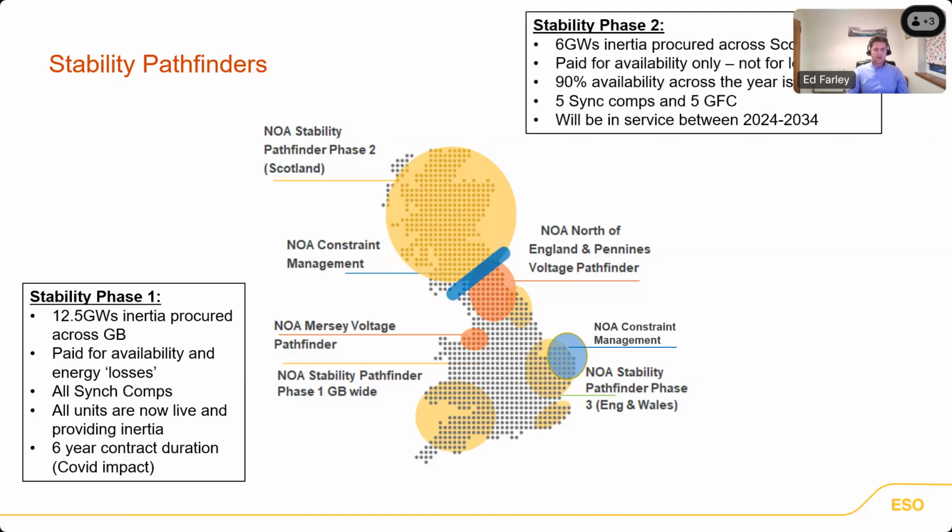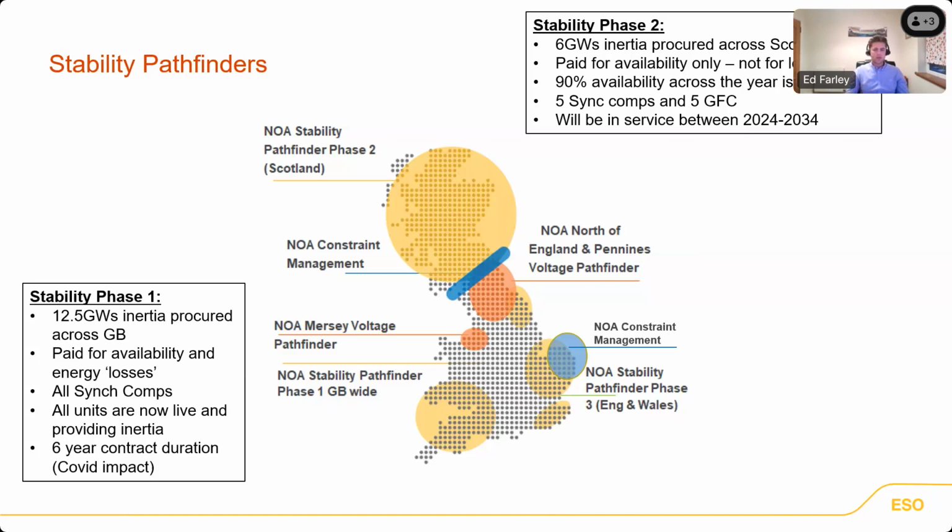We followed Stability Phase 1 soon after with a second Pathfinder, and this was designed to procure inertia specifically in Scotland but also to help provide short circuit level support in some of our areas of greatest need. Similarly, we paid providers for availability in these markets. We required that providers could guarantee their availability across the year to a minimum of 90%, so that we reduce risk significantly, and we planned outage patterns around the times in which we forecast the least amount of inertia need.